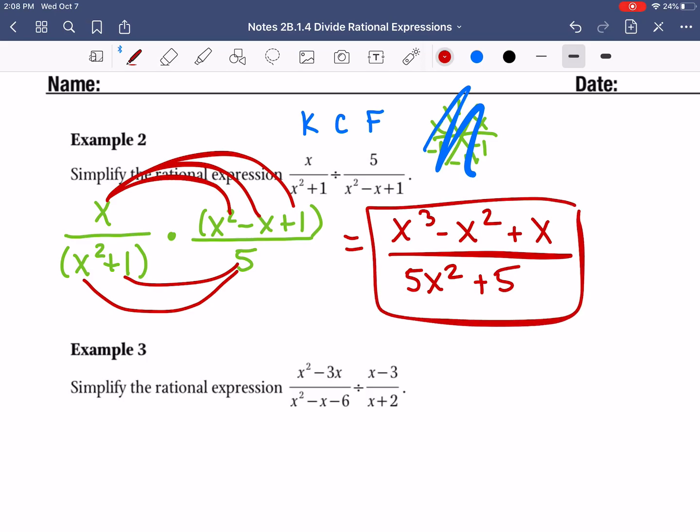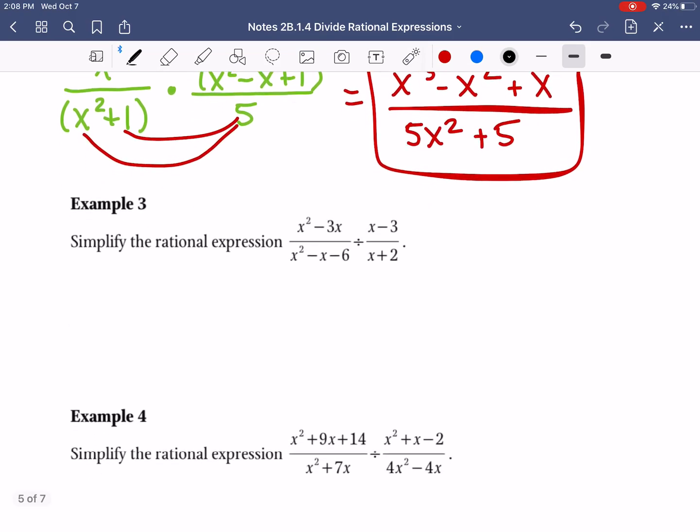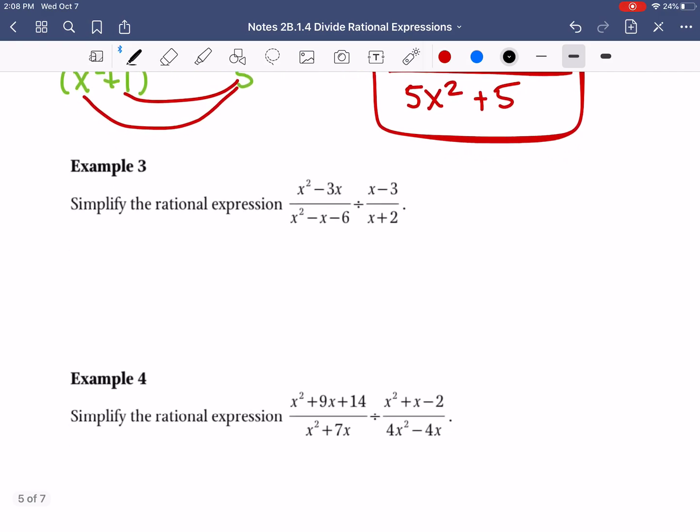We do have to check for invalid values, but since x squared plus 1 couldn't be factored, there are no invalid values that are real numbers. It would just be imaginary numbers, because it would be x squared equals -1 if you tried to solve it. So there's no invalid values. x could be positive, negative, whatever it wants. Let's go to example 3.